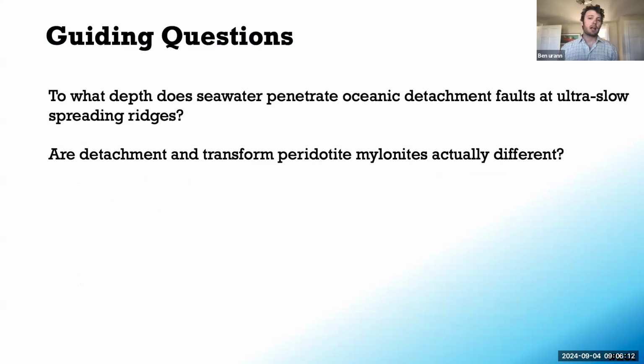And so the guiding questions that I really wanted to talk about today are: what is the depth that seawater penetrates oceanic detachment faults at ultra slow spreading ridges, and then are detachment fault and peridotite mylonites actually different? And so to look at and answer the first question, I'm going to be focusing on a field area along the Southwest Indian Ridge. But first, I wanted to start with a little bit of an introduction and broad look at mid-ocean ridge tectonic processes.